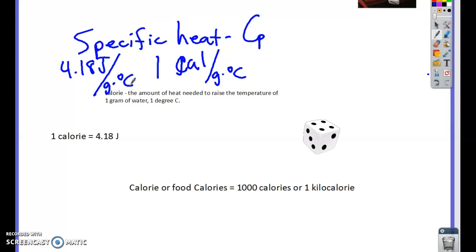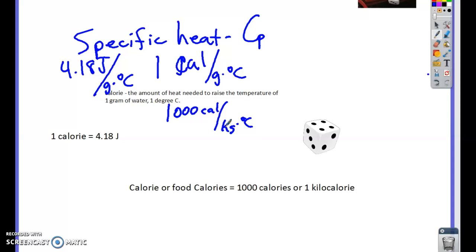In other words, how much heat energy does it take for 1 gram of the substance to go up 1 degree Celsius? If it was 1,000 grams, or a kilogram, that would be like a kilocalorie. It would be 1,000 calories per kilogram times degree Celsius, because there's 1,000 grams, so there's going to be 1,000 calories. It's going to increase the amount that much. But usually we're going to use probably joules over gram degree Celsius, or calories over gram degree Celsius.